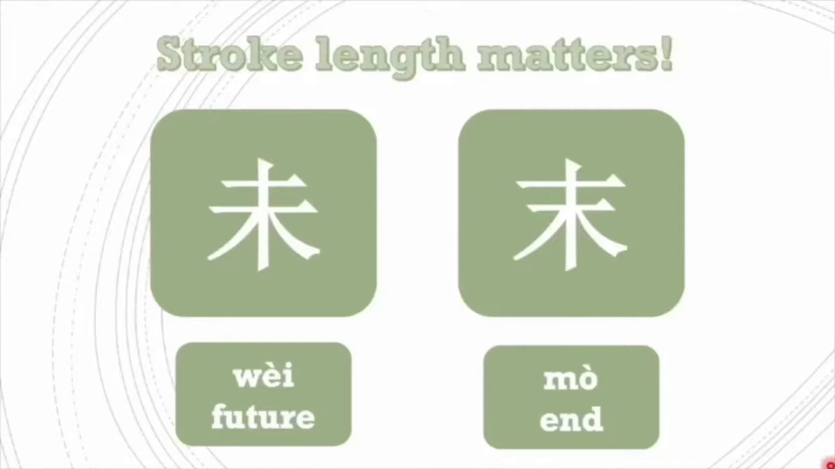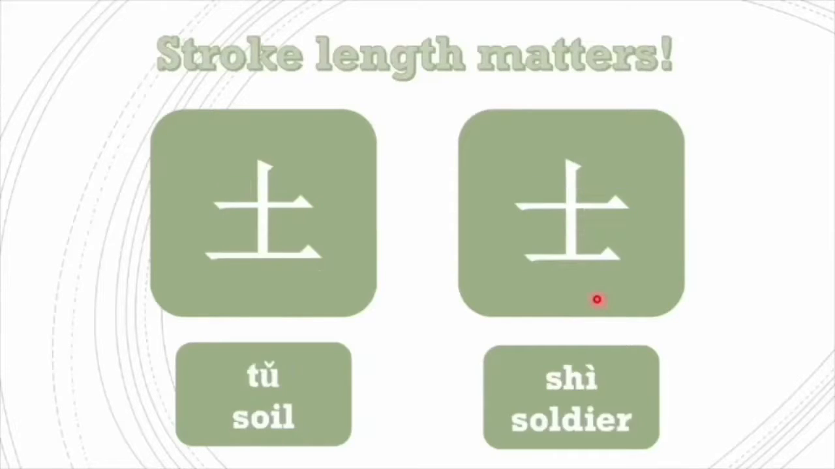Maybe some of you don't think the stroke length is important, but I need to tell you, the stroke length is very important. If you don't pay attention to it, sometimes you may write another character by mistake. For example, you can see that the only difference between these two characters is the stroke length. However, they have totally different meanings. This example also shows the importance of stroke length. A small error can make a big mistake.